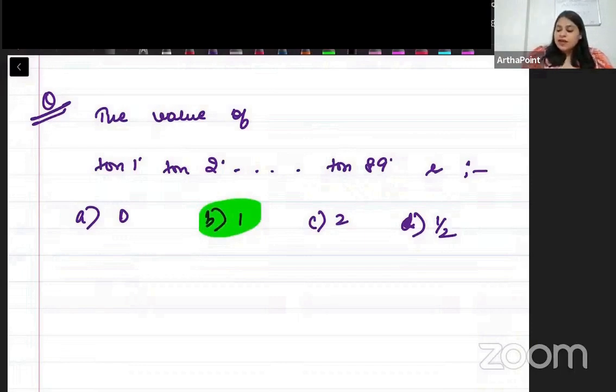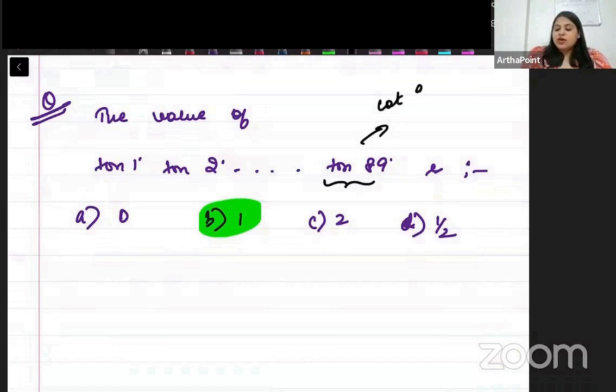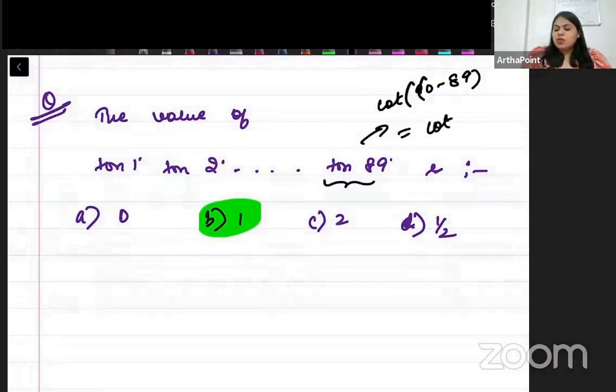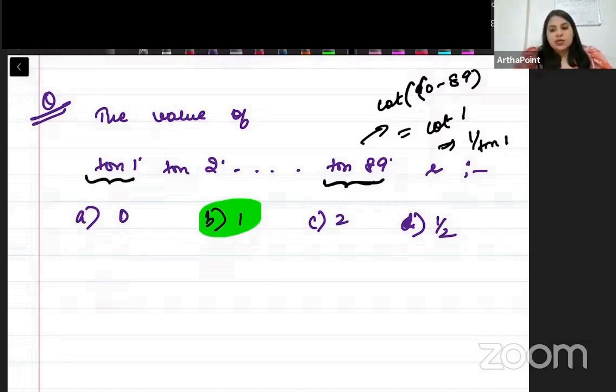Just a hint. Tan 89 can be written as cot of 90 minus 89, so it can be written as cot 1. And cot 1 is 1 by tan 1. So this and this will cancel out each other. Similarly, this and the one before this will cancel out each other, and so on. Based on that, just try to solve this question. The answer should be 1.